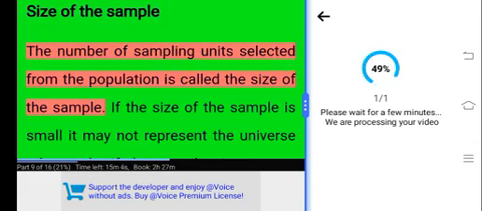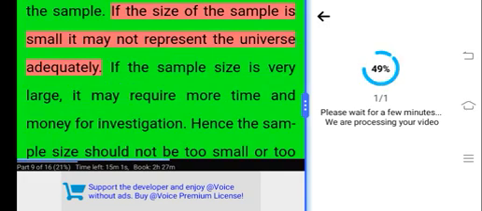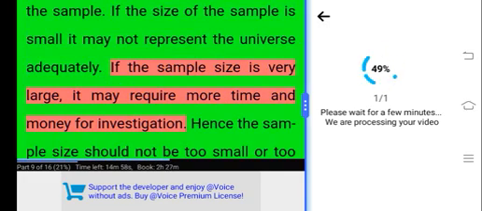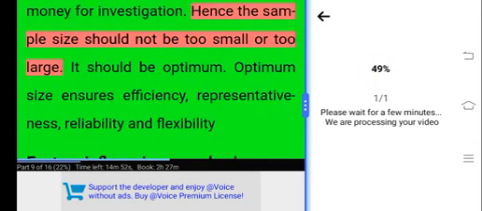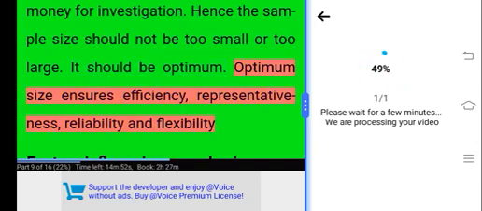Size of the sample. The number of sampling units selected from the population is called the size of the sample. If the size of the sample is small, it may not represent the universe adequately. If the sample size is very large, it may require more time and money for investigation. Hence, the sample size should not be too small or too large. It should be optimum. Optimum size ensures efficiency, representativeness, reliability, and flexibility.